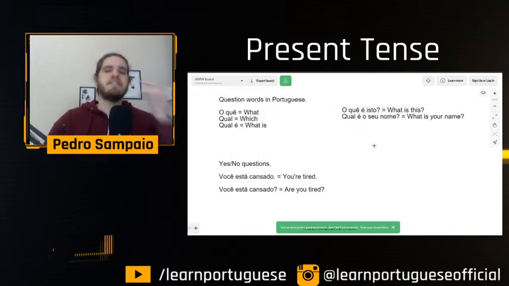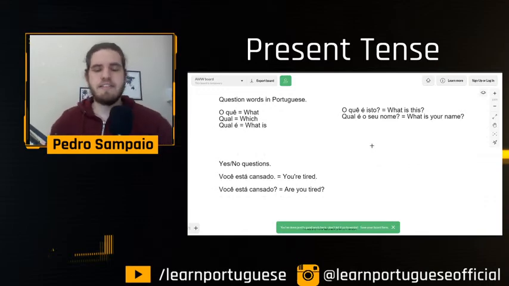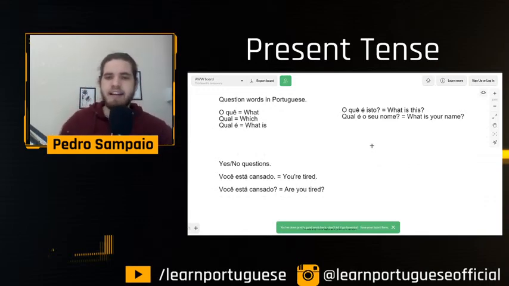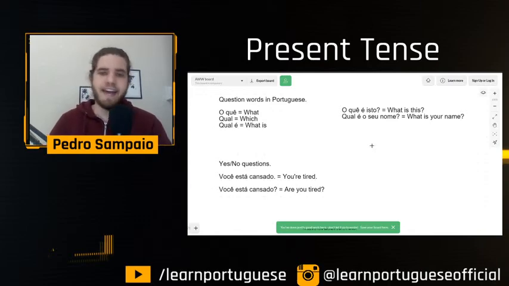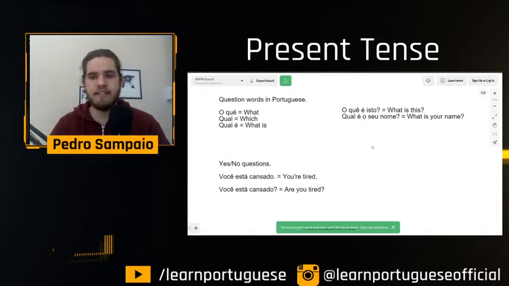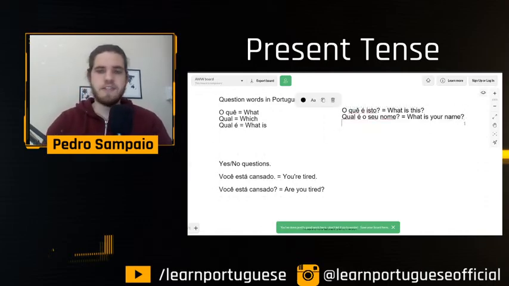So that's the difference. And this is something that my students struggle to understand a little at the beginning, because they ask me, why do we use what is, and in Portuguese we use qual é. That's the reason. O que é is for unidentified objects, whereas qual é is for identified objects. That's the difference. And the other one, qual, of course, is which.